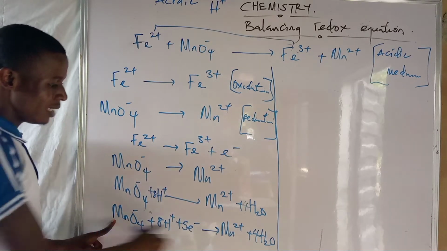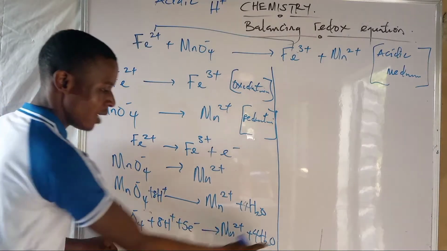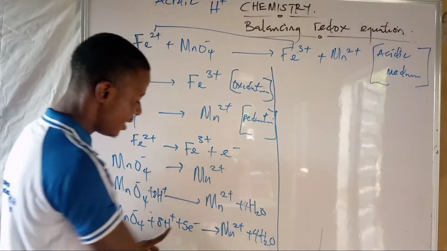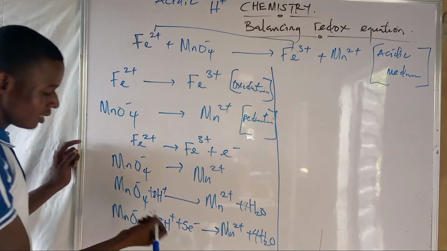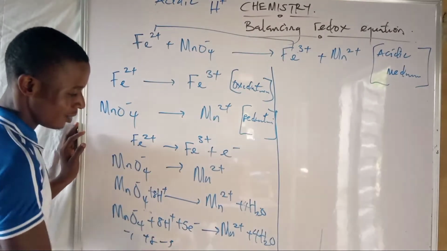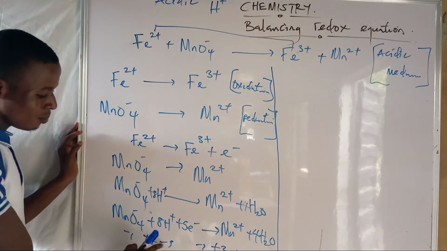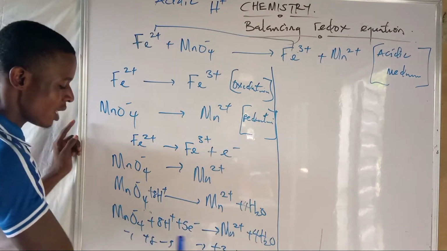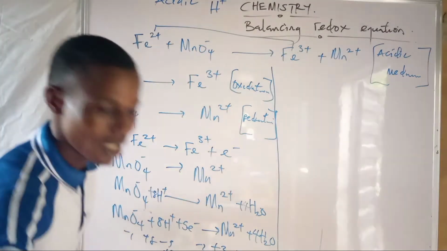We have one manganese, we have one. We have 4 atoms of oxygen, we have 4. We have 8 atoms of hydrogen, we also have 8 here, which means it is balanced in terms of atoms. Let's check charge. Minus 1 plus 8 minus 5 on this side, and this one is plus 2. Minus 1 plus 8 gives us plus 7, plus 7 minus 5 gives us plus 2. Plus 2, plus 2, which means it is balanced.